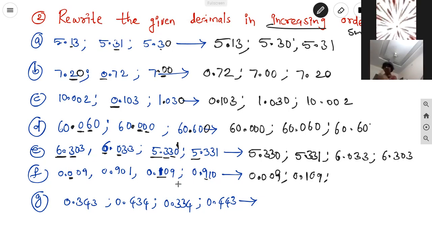Next is 10th digit 9, both are same. Then go for the 100th digit, 0, here 1. So 0 is smaller, 0.901, then 0.910. Okay, this is for your homework.